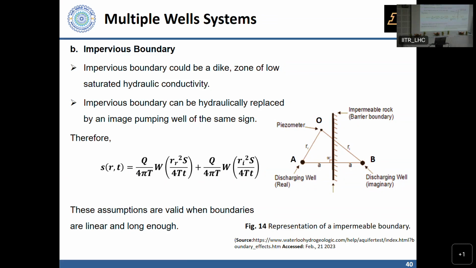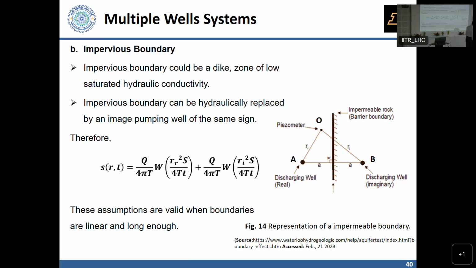Now I say I'm going to put an impervious boundary over here. So this upper curve is an impervious boundary, perpendicular to the screen. So what we are saying is I'm going to put an image over here. Same sign, same strength, right? That's an image.